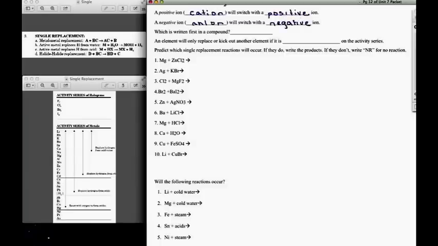So that's just something to keep in mind. If you have an element that has a positive charge naturally, it's going to kick out a positive ion. If you have an element that has a negative charge, it's going to kick out the negative ion. We're going to look at this a ton in this unit, so don't worry about it. But let's look at a couple more things before we get started. Which is written first in a compound? Remember, you have your plus and then your minus, so your positive ion is always written first.